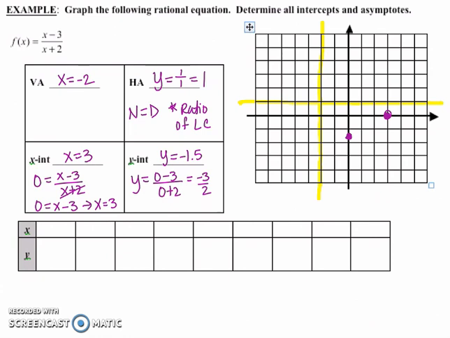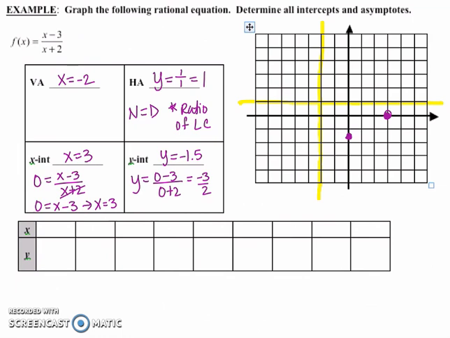Okay, so now it looks like I need some more points because I need to know what's going on. Most likely, since I have this crisscross of asymptotes, I'm probably going to have a branch in the upper left quadrant and the lower right quadrant. But in order to know for sure, I just need to start plugging in some points.